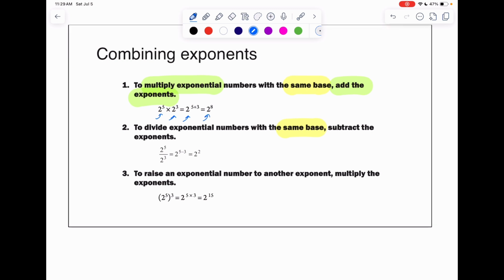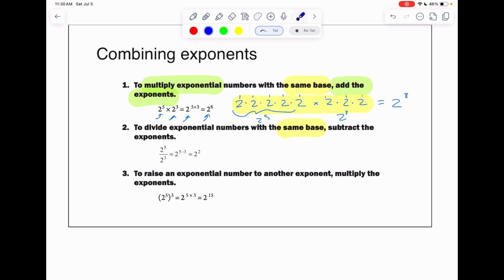Let's see why. So if I have 2 times 2 times 2 times 2 times 2, that's 2 to the 5th power, right? And then I have times 2 to the 3rd power, which is 2 times 2 times 2. If you think about what we have now, we have all the same base, and there's a faster way to write 2 times 2 times 2 times 2 times 2 times 2 times 2 times 2. Well, that's 8 2's multiplied together, or 2 to the 8.